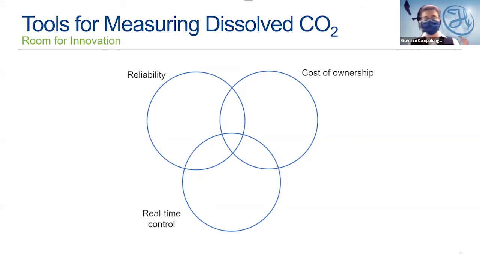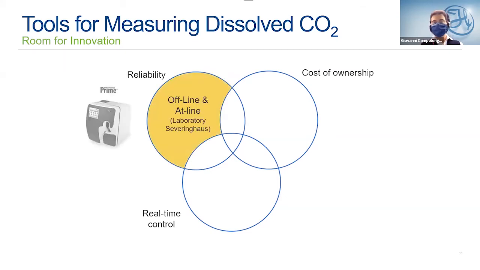Therefore, at Hamilton, we looked into the landscape and said, when we think about dissolved CO2, what do we find in the market before we introduced our own solution? When we speak about reliability, what comes to mind is most likely the offline method, so the blood gas analyzers, more or less. And probably you use some of them. There are different brands. And yes, they are the reference method, so they can be the benchmark, or let's say they can be used as the external reference, but you cannot really use them for real-time control.